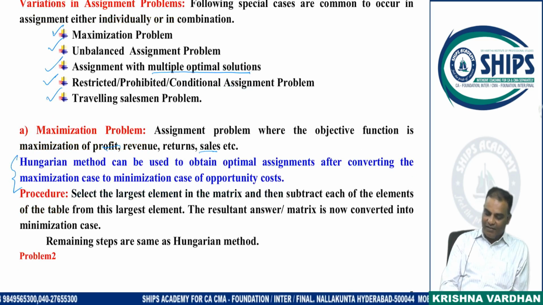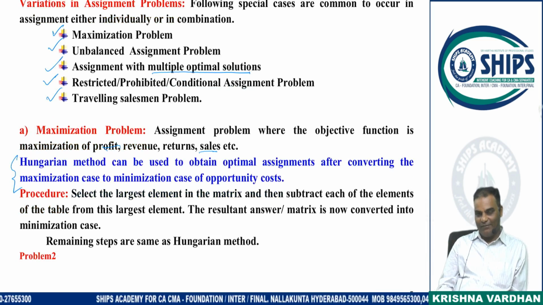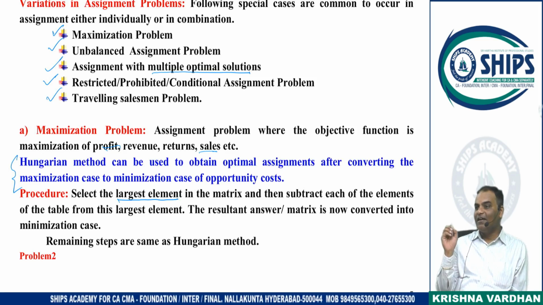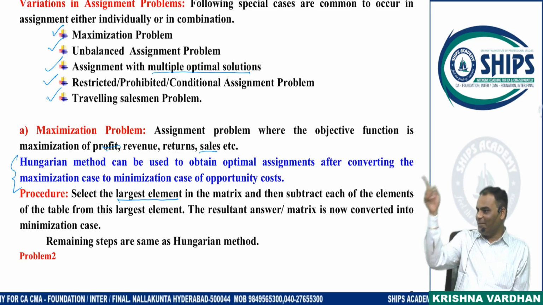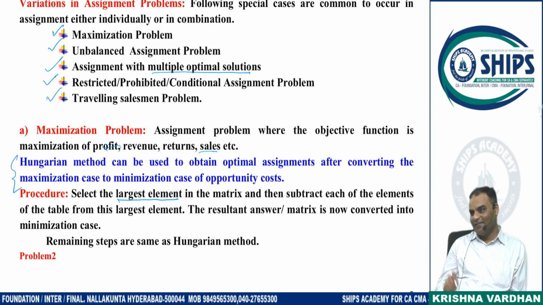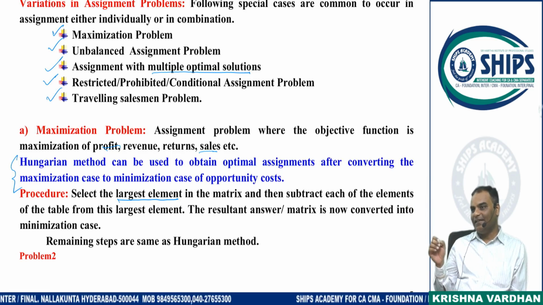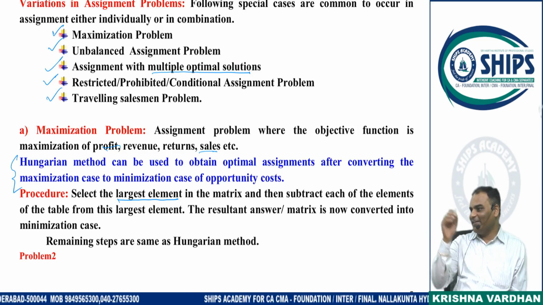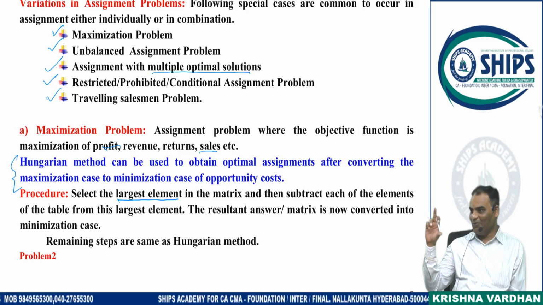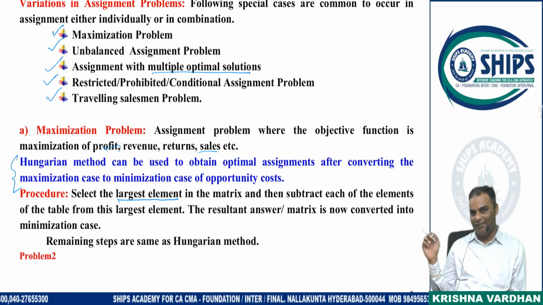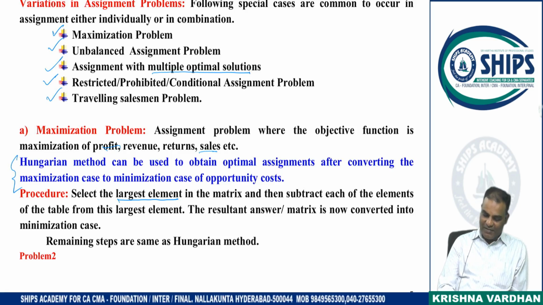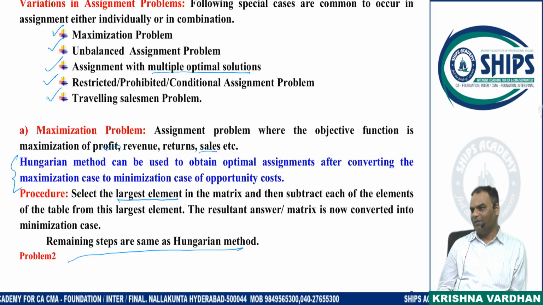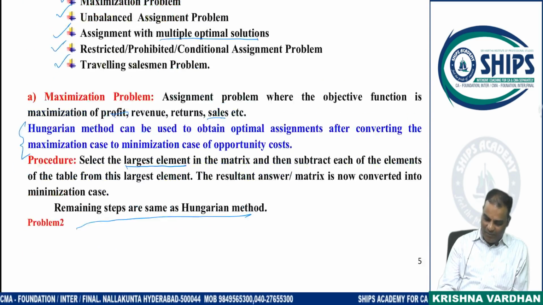What is the procedure? In the total matrix, in the question whatever we give, select the largest number, and subtract that number from all the numbers in the matrix. What did I say, students? In the total matrix, select the highest number, and you need to subtract all other numbers in the matrix from that highest number. The resultant matrix you get, from there you will apply minimization case. Have you understood? So remaining steps are same like your Hungarian method, right? Row minima, column minima and all. So shall we pick up a problem now?